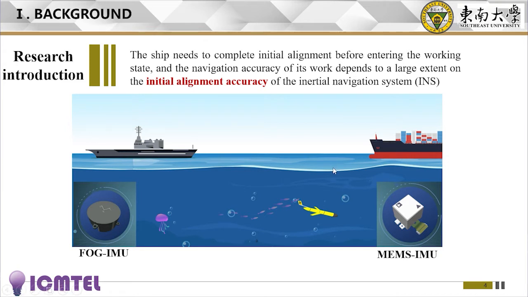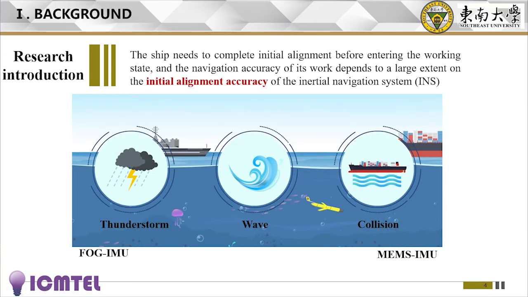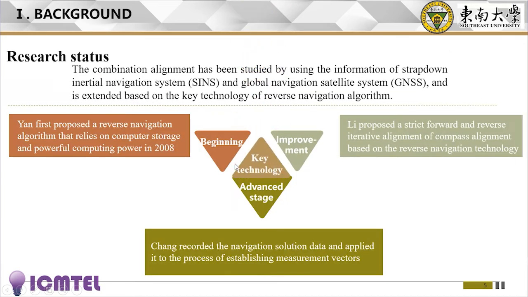However, it is a great pity that the initial alignment cannot be completed rapidly in the case of sandstorm, wave, and so on. This situation generally requires a combination alignment method to solve. The combination alignment has been studied by using the information of strapped-down inertial navigation system SINS and the Global Navigation Satellite System GNSS from the level of algorithm, and is extended based on the key technology of reverse navigation algorithm.